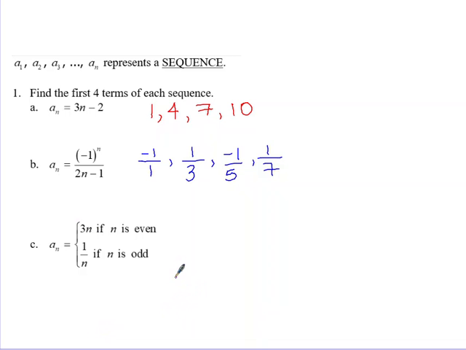So to find the first term, 1 is an odd number, so I'm going to use the second formula, which is just 1 over n. So 1 over 1 is 1. To find the second term, I plug in 2 for n. Since 2 is even, I'm going to look at the first line. So I have 3 times 2, which is 6. To find the third term, 3 is odd, so I'm going to look at the second line. So I have 1 over 3. And then for the fourth term, 4 is even, so I'm going to look back at the first line, and I get 12. So here we essentially have two different patterns that are alternating.